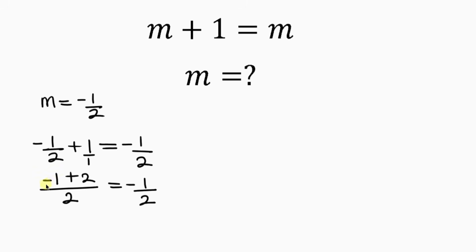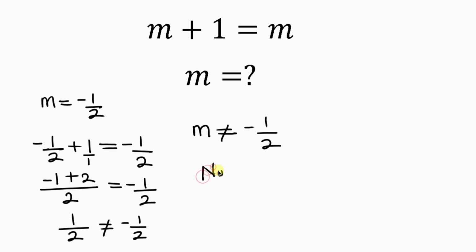Now on the left, negative 1 plus 2 is 1, all over the denominator, 2. So this is equal to negative 1 over 2 on the right. Now look at it. The left-hand side is positive, while the right-hand side is negative, so they are not equal. So that means m is not equal to negative 1 all over 2, which means there is no solution.